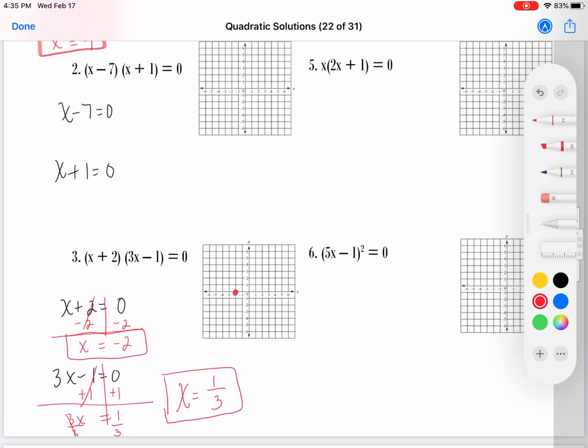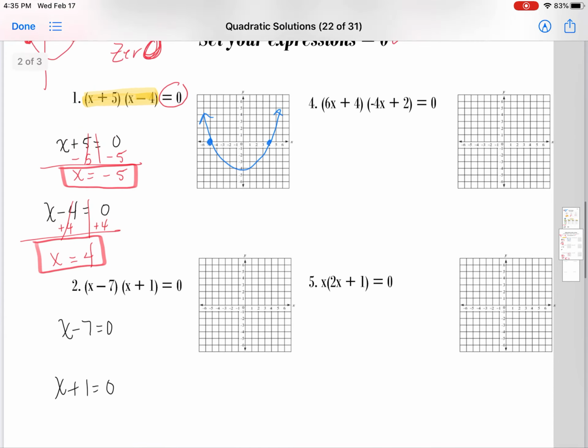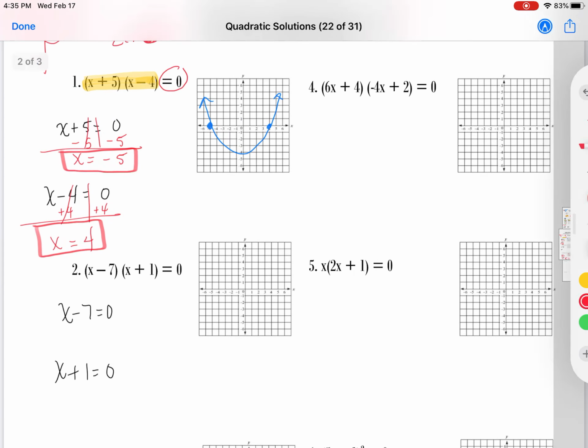So to graph this, negative 2 on the x-axis is right here. 1/3 is just between 0 and 1, approximately right there. I connect my dots, and that would be the quadratic equation that goes with this here. My solutions, my x's, I was able to solve. I got this and this. So now I want you to try number 4.